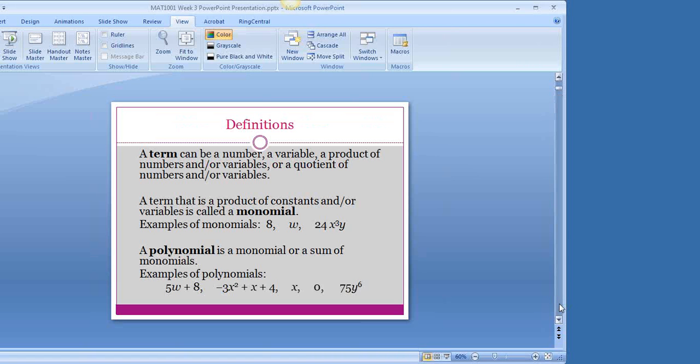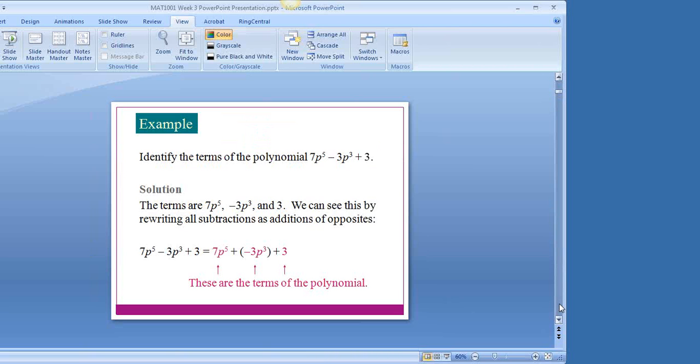First of all, we need to know a couple of terms, one being term. A term is basically, you'll find that it's separated by addition or subtraction. So it can be a number, a variable, or a product of numbers and variables, or a quotient of numbers and variables. A monomial is just one term, and a polynomial is more than one term.